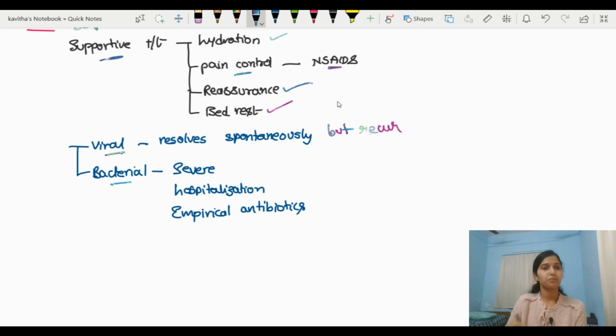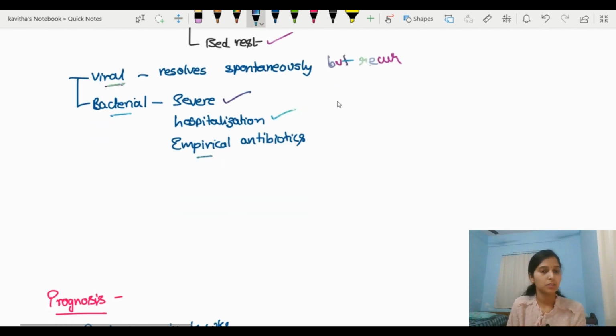And it can be viral or bacterial, right? If it is viral, it resolves spontaneously, but it can recur. Whereas if it is a bacterial mesenteric adenitis, it can be severe and the patient may need hospitalization, and we may need to start the patient on empirical antibiotics.